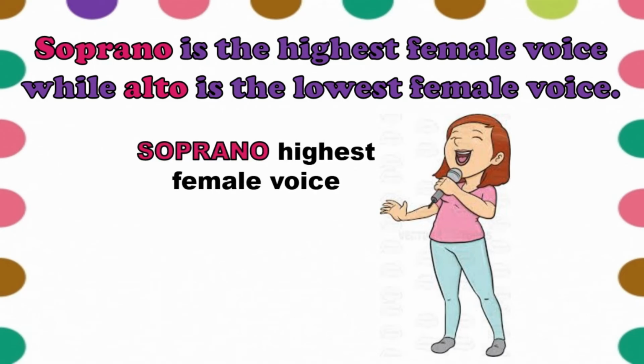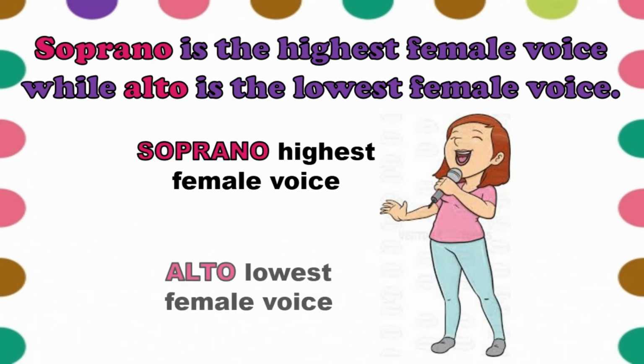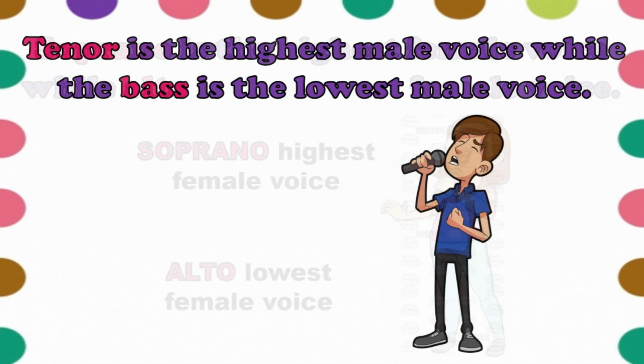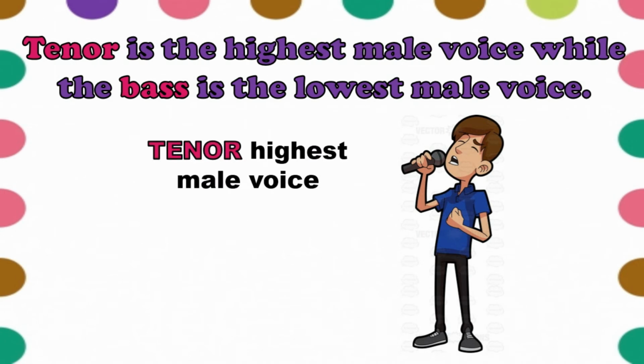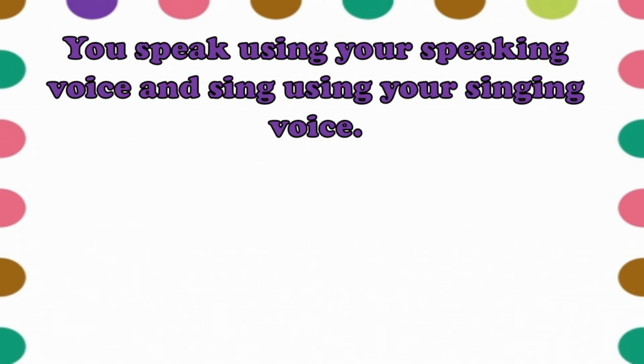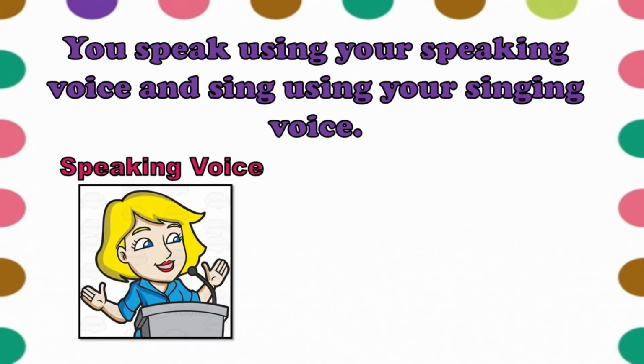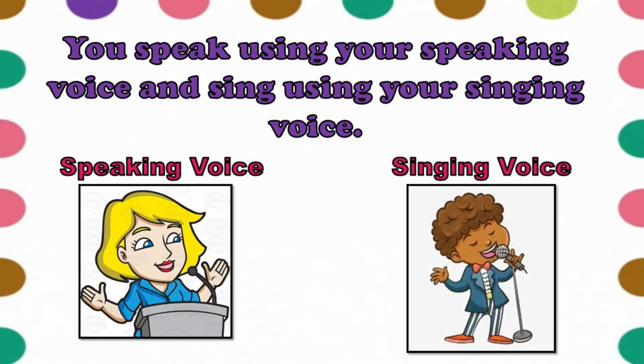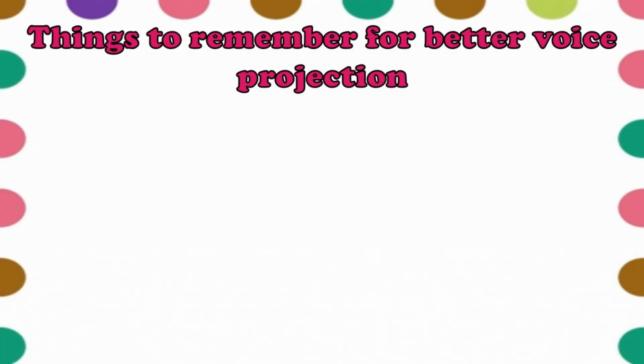Soprano is the highest female voice, while alto is the lowest female voice. Tenor is the highest male voice, while the bass is the lowest male voice. You speak using your speaking voice and sing using your singing voice. Speaking voice is different to singing voice. Things to remember for better voice projection.